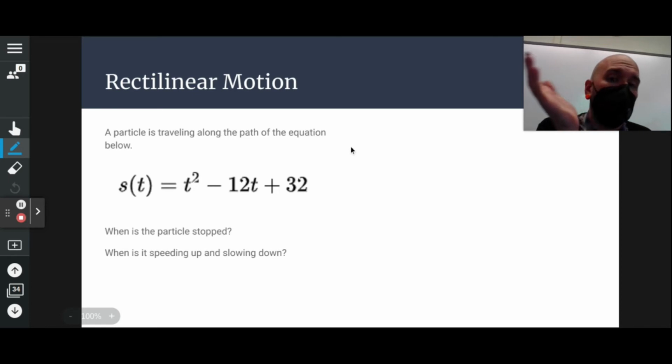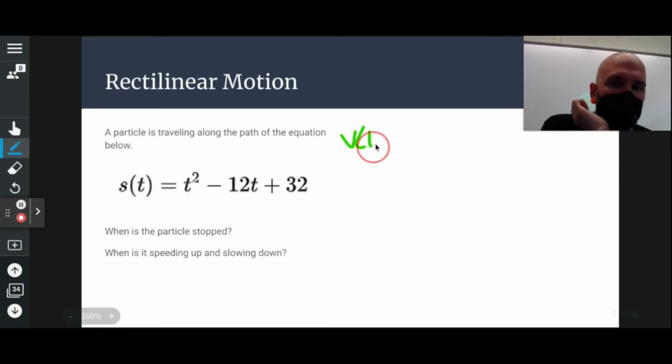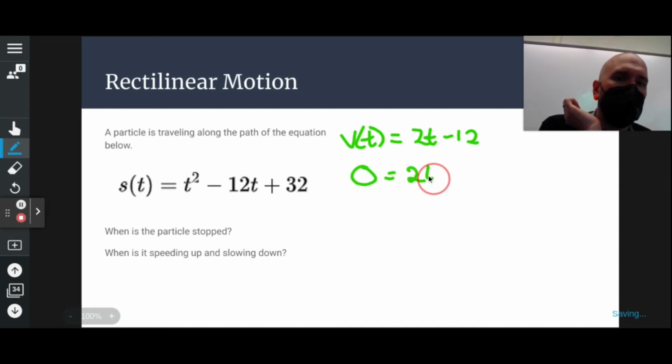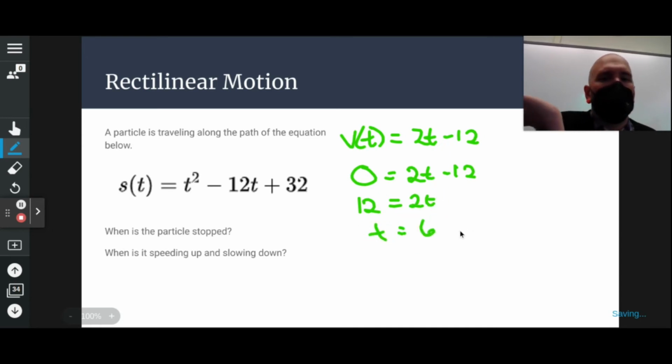The particle is stopped when the velocity is 0. So again, the velocity function is the derivative, which we found to be 2t minus 12. The particle is stopped when the velocity is 0. So 0 equals 2t minus 12. Add 12 to both sides. Divide by 2. And it is stopped at 6 units. Probably seconds, minutes. Doesn't really matter.